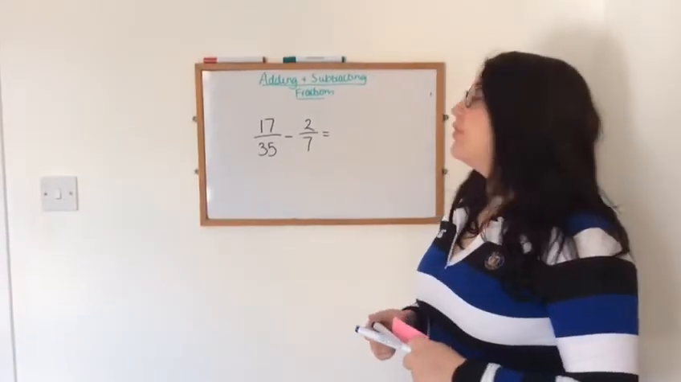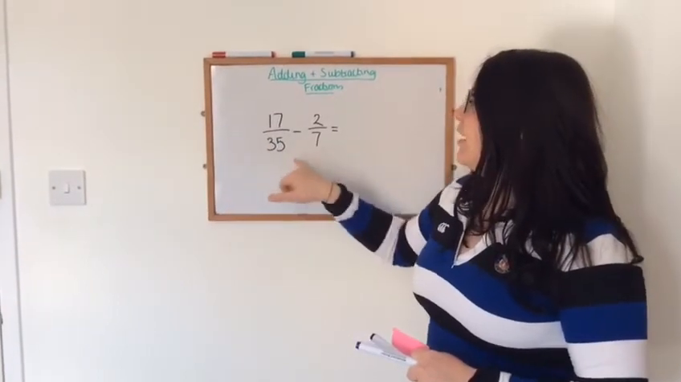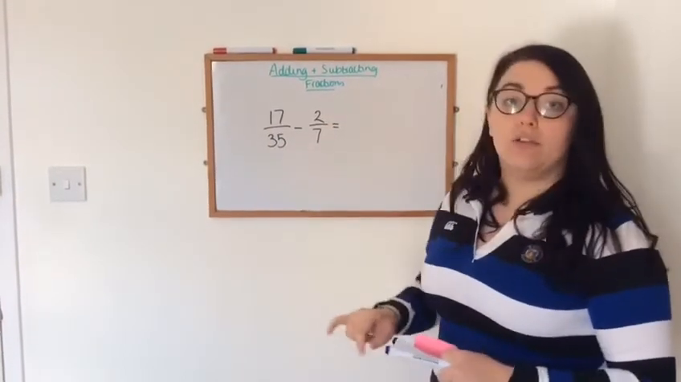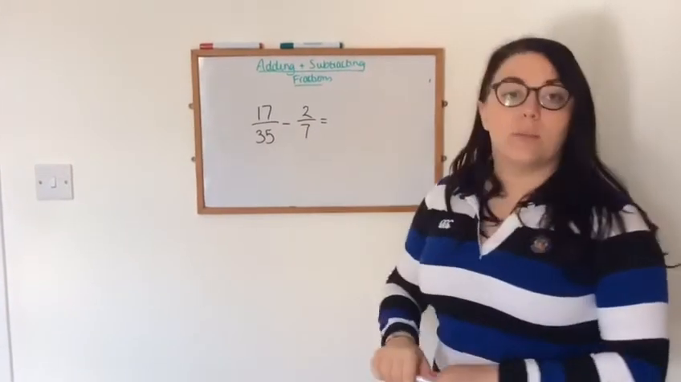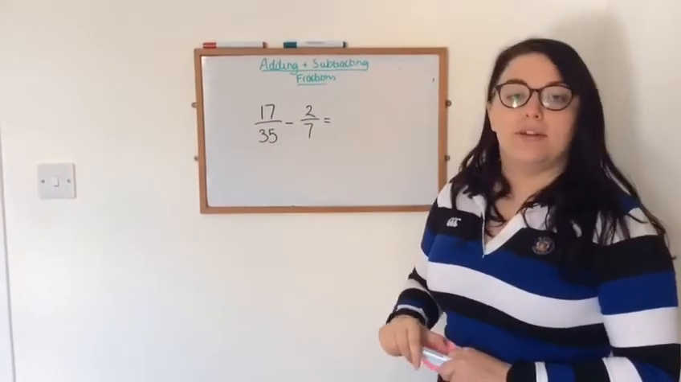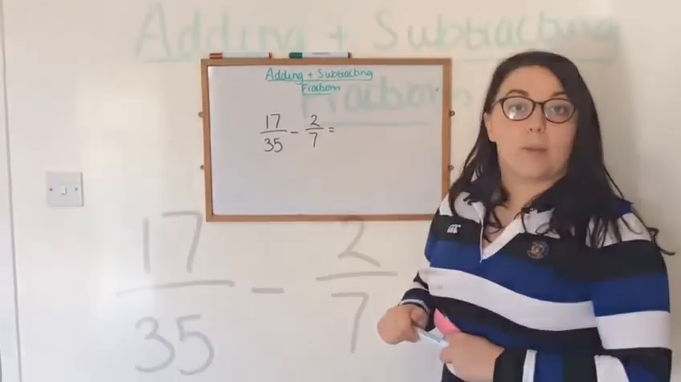Right, now I want you to give the subtraction a go. So 17/35 take away 2/7. We can't do this because the denominators are different, so we need to turn this one so the denominator is the same as 35. So remember the steps and I will see how you got on in just a moment.